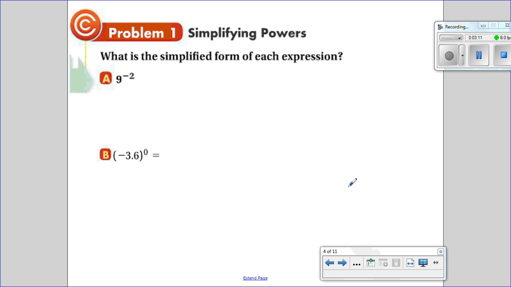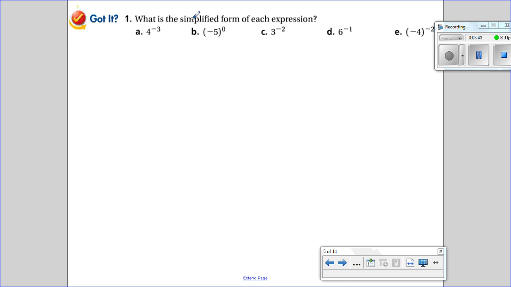Let's do a couple of these real quick. 9 to the negative 2 power would just be 1 over 9 to the positive 2 power. Then to simplify it, you have to figure out what 9 squared is, and 9 squared is 81. So 9 to the negative 2 power is 1 over 81. Here we have a non-zero base to the 0, so your answer there is 1. Take a second, pause the video, and try to do each one of these on your own.